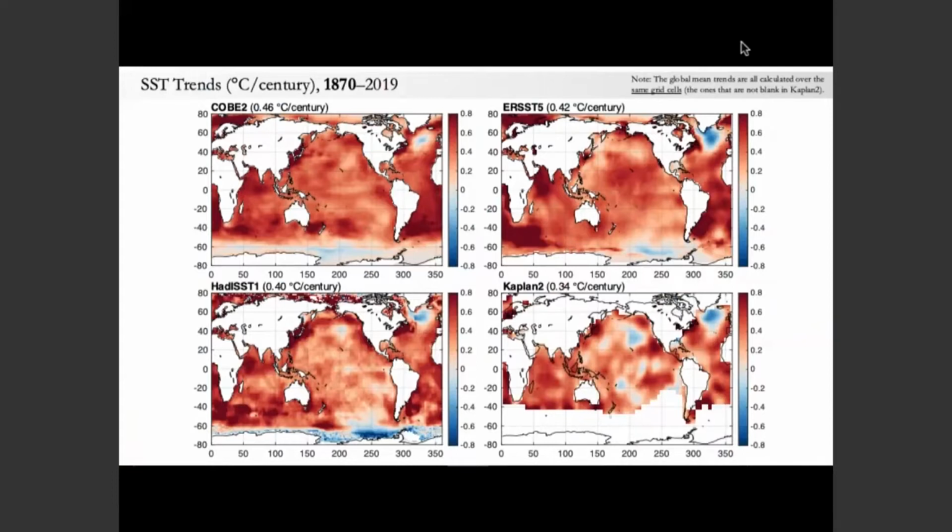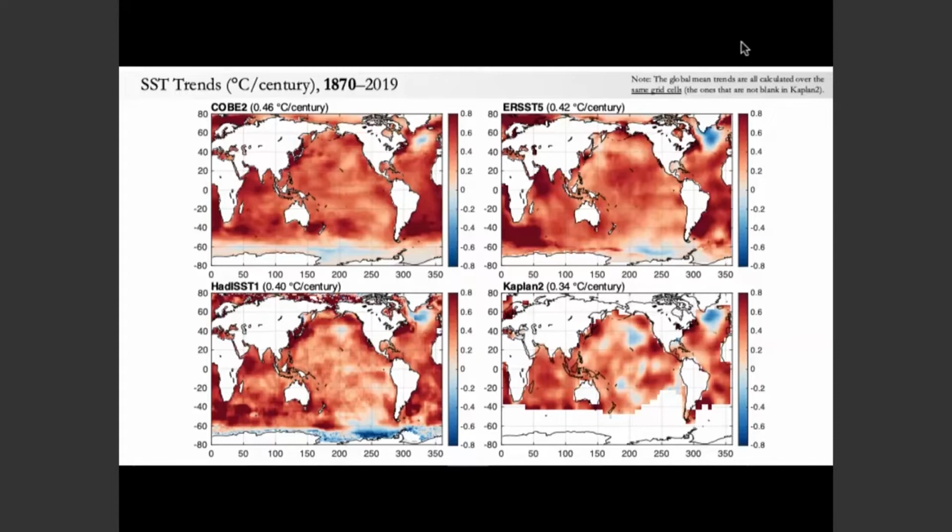And so these are just the straight up linear trend over the period 1870 to 2019 in 4 of these common instrumental SST reconstructions. And the global mean is roughly the same in all 4 of them, which isn't shocking. And if you squint really hard, bear with me, you might be able to see that the ocean is warming. Okay, so that's pretty obvious.